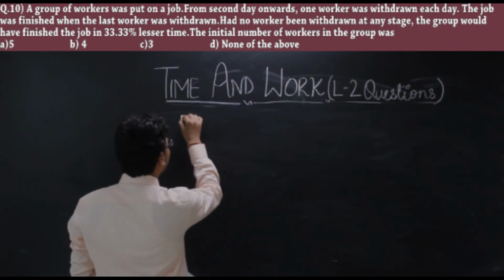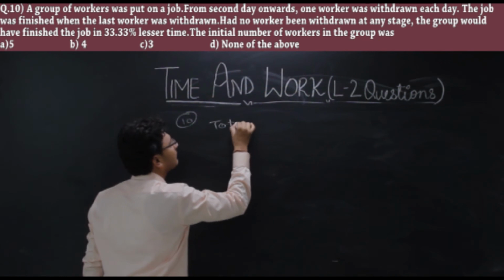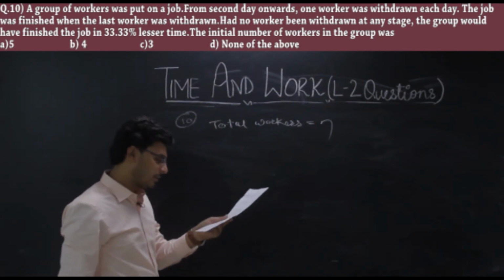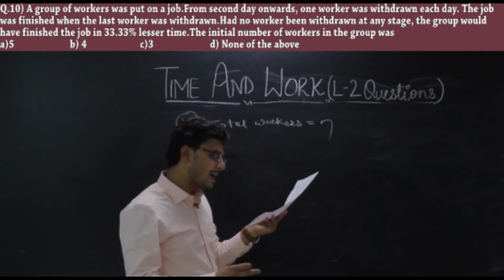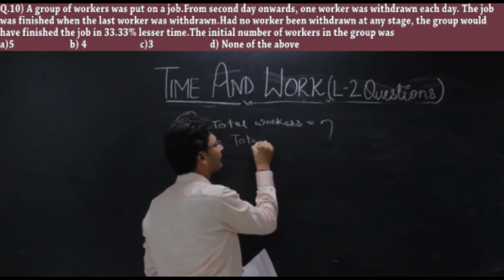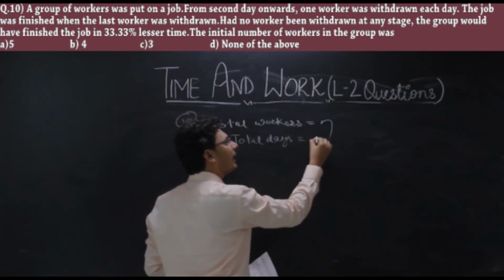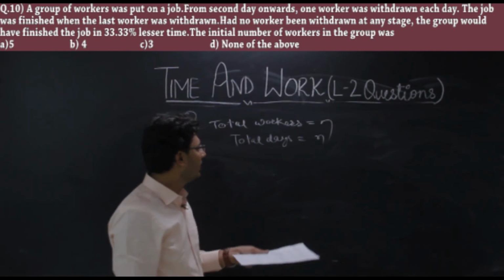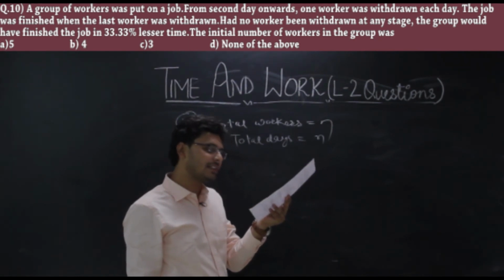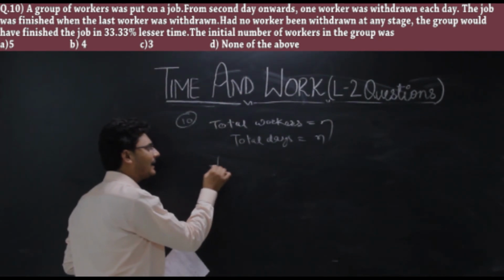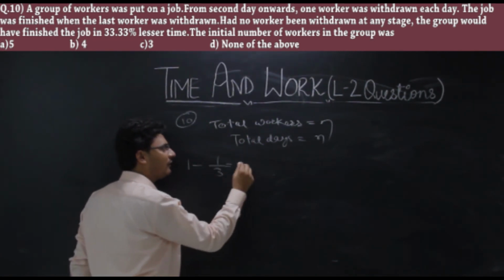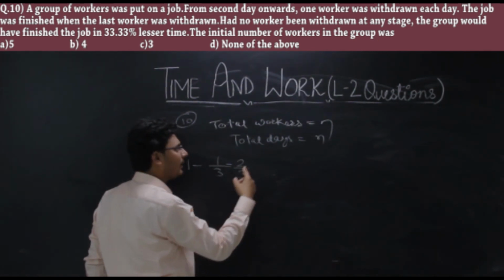Let's say total workers is equal to n, and what it says, the job is finished when last worker was withdrawn. So how many workers are there? n. So total days is also nothing but n only. Now what is saying, if there has been no withdrawal of the workers, the total work would have finished in 33.33% less. That means 1/3 less time. 1/3 less, that means nothing but 1 minus 1/3, that is work should have actually finished in 2/3 of the time. That is 2/3 of the n.